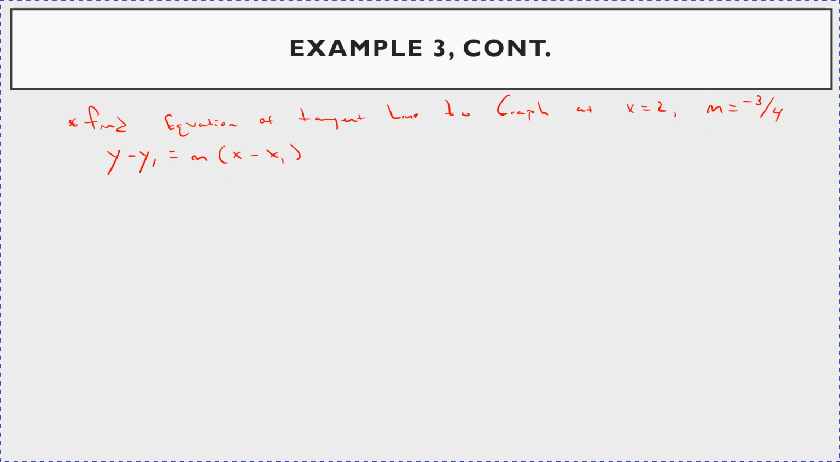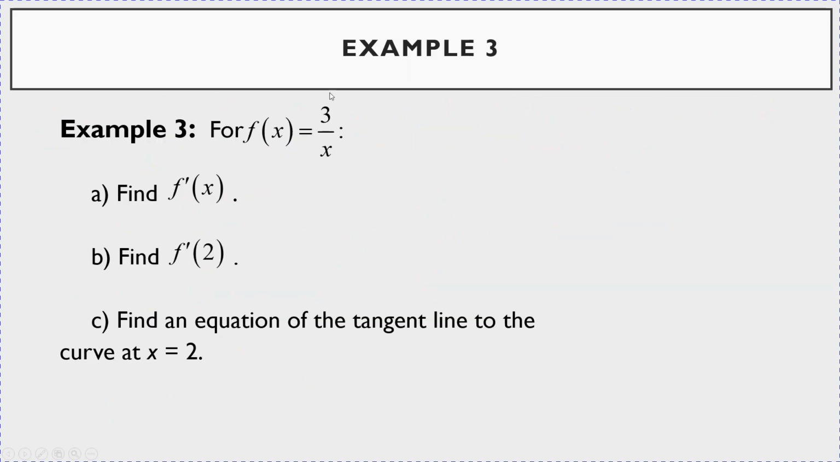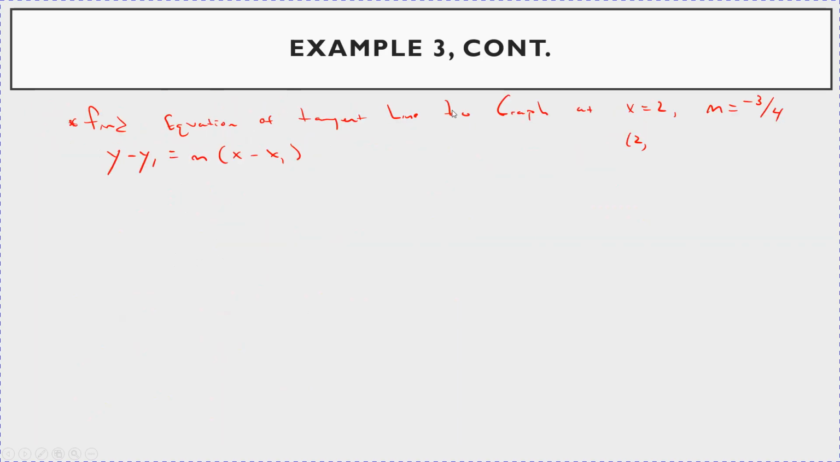So I need the point, right? To find the point, you're just going to take 2 and plug it into your original function. And when you do, you get 3 over 2, which is just 3/2 here. So there's my point. So it's y minus y1, which is 3/2, is equal to the slope, minus 3/4, times x minus 2.